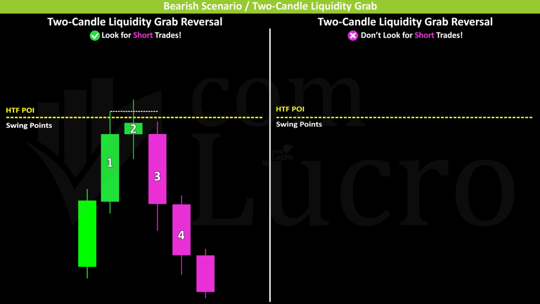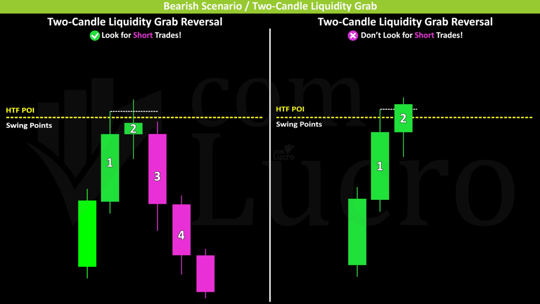retracement lower. However, if price fails to create a valid bearish two-candle liquidity grab reversal and instead continues showing bullish continuation above the higher time frame swing high, then we should avoid looking for bearish or short setups. In this situation, the market is showing acceptance above the higher time frame level rather than rejection, suggesting that bullish continuation may still remain in control.